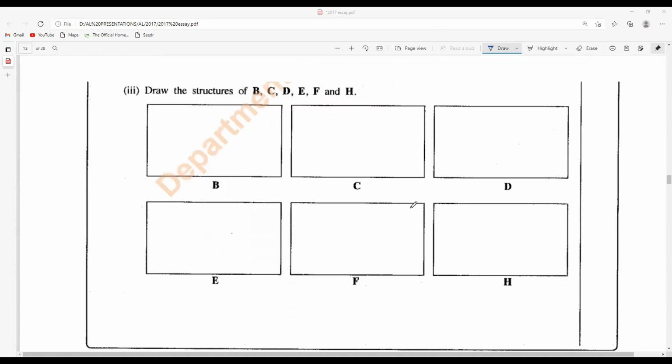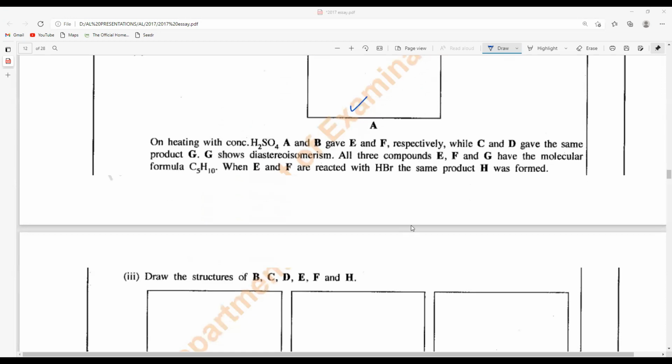Then you know B, C, D, E, F, and what is H here? So we have to check H as well. E and F react with HBr to give the same product H. So what are E and F? Typically it's this one and this one. When you try to analyze the reaction of these two, this one with HBr and this one with HBr is giving H.